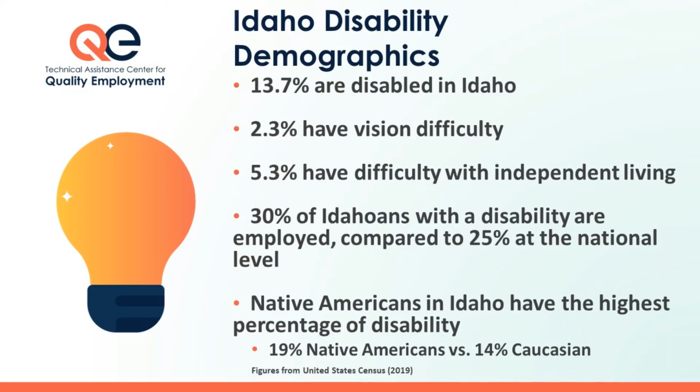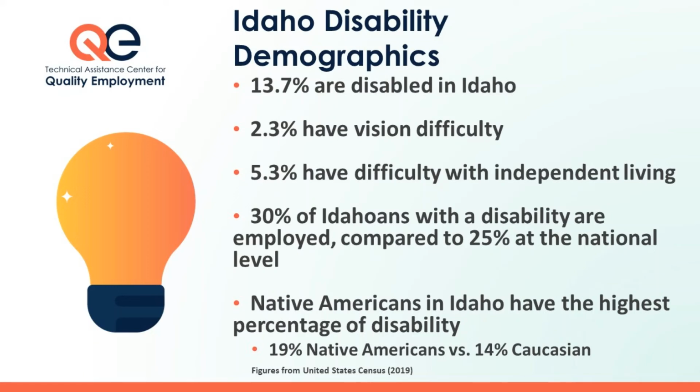13.7% of Idaho's population is disabled. This means about 1 in 6 Idahoans are disabled. 2.3% have vision difficulty, or about 1 in 50. This is actually a significant number. Think of a movie theater with 50 people. Somebody in that room, statistically, has a vision difficulty that qualifies as a disability. About 1 in 20 Idahoans have difficulty with independent living.